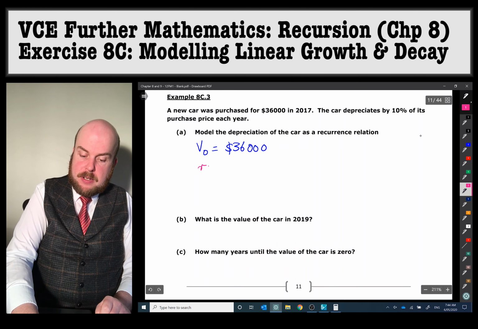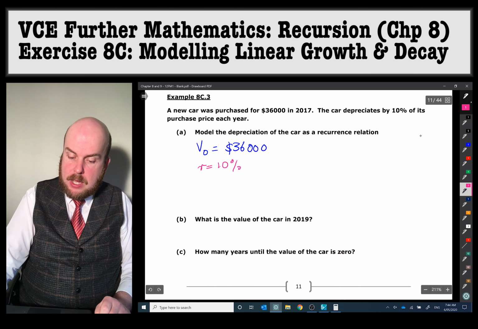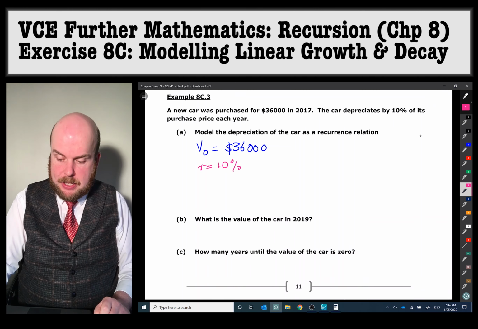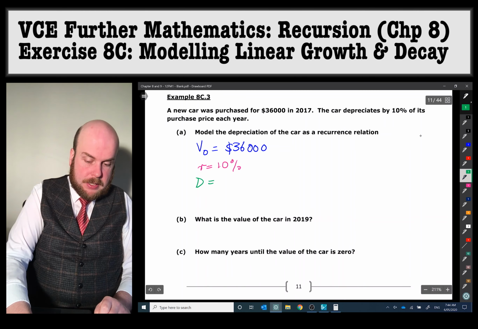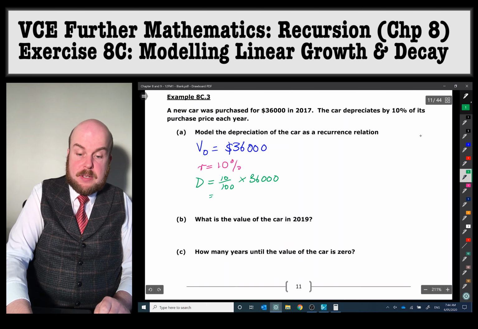The rate, what did it say the rate was? 10% each year. We don't want to set this up as a monthly thing, so we can leave that 10% as it is. The D amount is equal to 10 over 100 times 36,000, which is equal to 3,600.